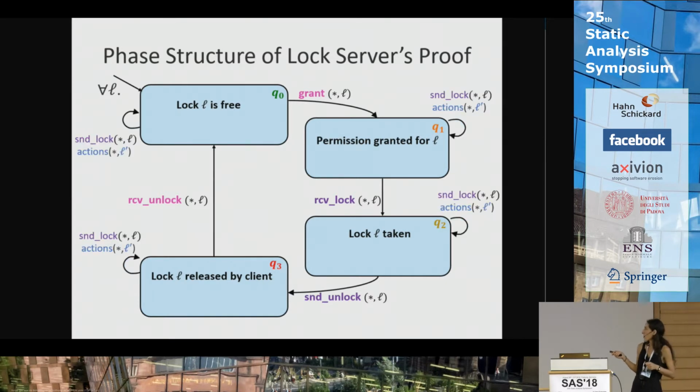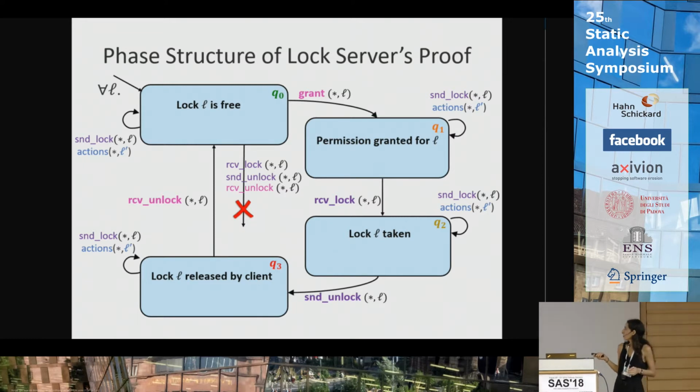We also know that there are more actions that could happen in the protocol, but these actions would not change the phase from the perspective of this lock. And there are also actions that we know cannot happen in certain phases. For example, here where the lock is still free and there is nothing yet, we know that there cannot be a receive lock action. Okay? So this is a way to describe the proof using phases.